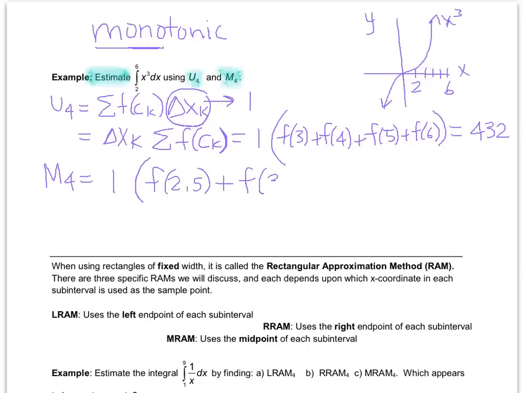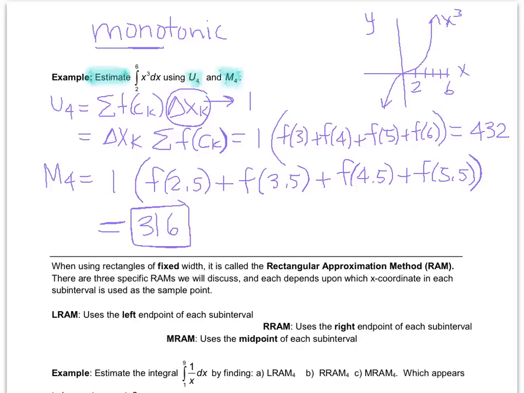We're going to use f of 3.5. There's the second subinterval midpoint. And you get the idea. f of 4.5 and f of 5.5. If you find all of those on your calculator and you total them up, you are going to get an approximate area of 316. So significantly lower than our upper estimate. But both of those are approximations for the definite integral.